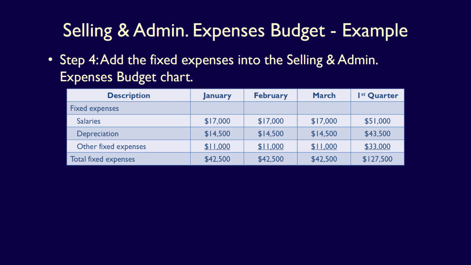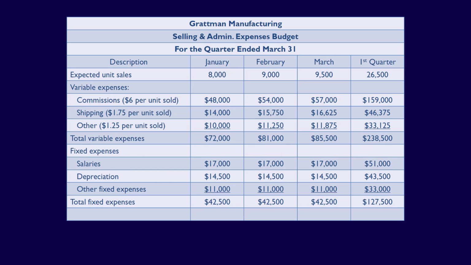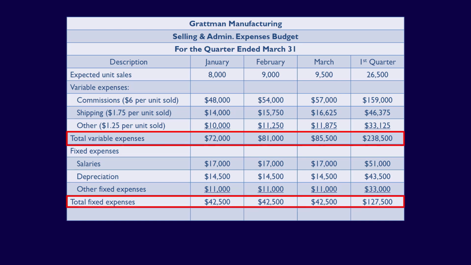We can now add this information to the variable expenses in order to complete the selling and admin expenses budget. But note that there's one row left, right at the bottom. That's in order to add the total variable expenses and the total fixed expenses in order to determine the total selling and administrative expenses. For January, $72,000 plus $42,500 is equal to $114,500. For February, $81,000 plus $42,500 is equal to $123,500. For March, $85,500 plus $42,500 is equal to $128,000.